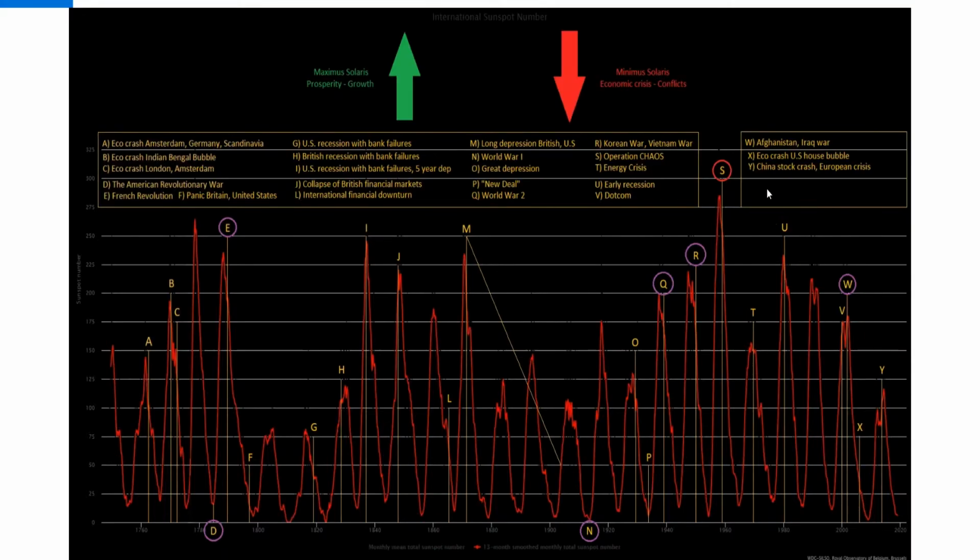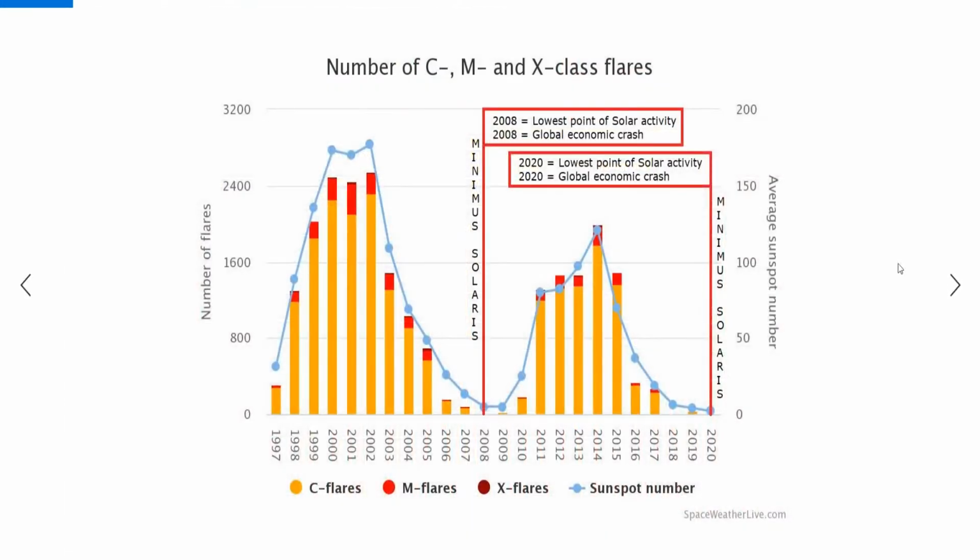The next one, China stock crash, and also the European crisis. And following this research here, I'm going to show you something else. Just a second. Let me find it because I have a lot of things here. Okay, I posted this one on Twitter as well. As you guys can see, this was from 2007 to 2008.